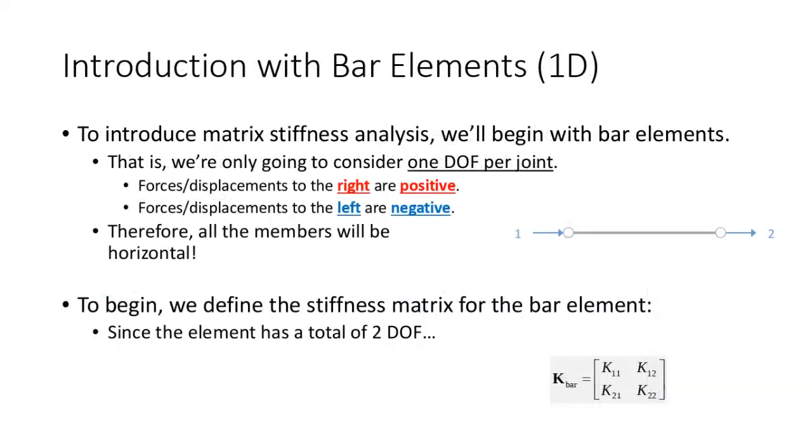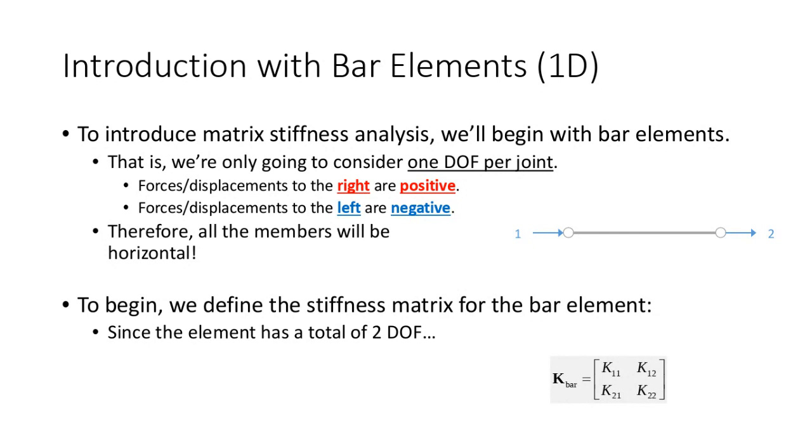So let's talk about the simplest element to deal with, which is a bar element. The reason we always start with bar elements when we first start looking at stiffness analysis is because the element only has 1 degree of freedom per joint. So for what we're talking about today, I'm not talking about forces that are going up and down, or moments or rotations. I really want to keep it basic and simple. So I'm only talking about stuff that moves to the left or right. All the forces and displacements that act to the right are positive, and all those that act to the left are negative.